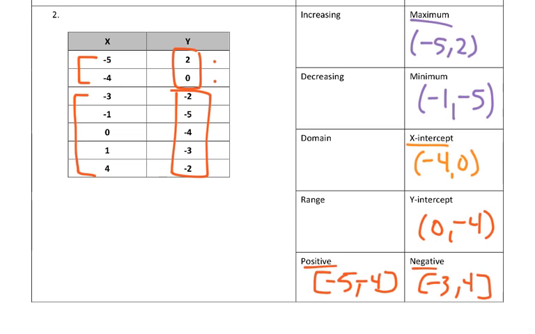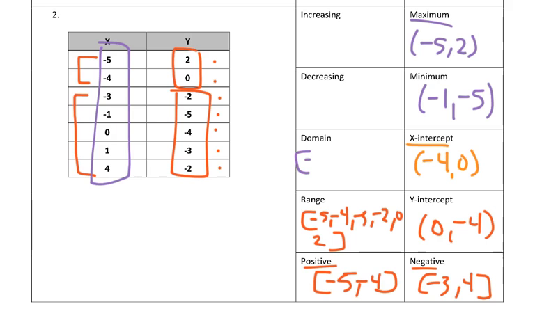Okay, that range is all those y values. Because it's a table, I'm going to do all the values. So I start with my lowest. So -5, -4, -3, -2, 0, and 2. Domain would be all the x values. So -5, -4, -3, -1, 0, 1, and 4.